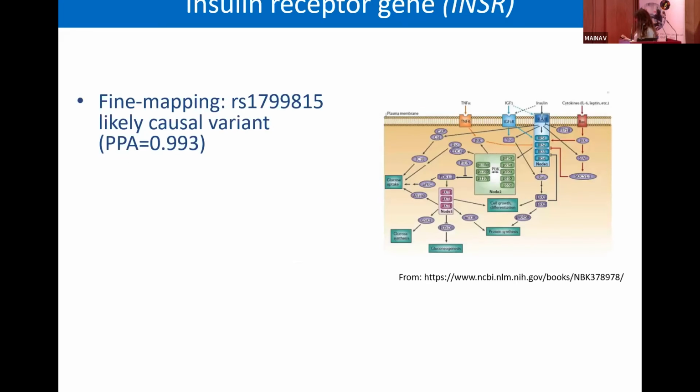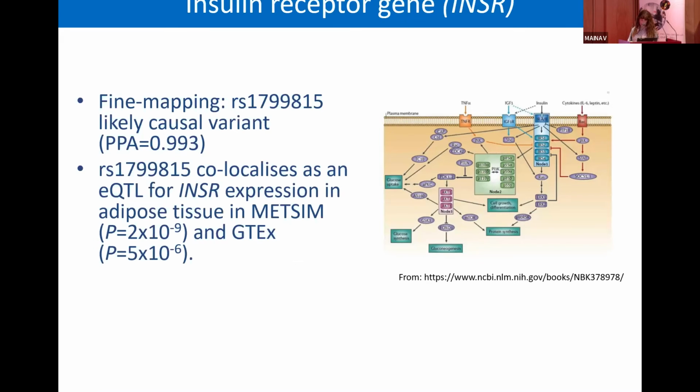So one of the loci where the credible set was comprised of a single variant is this one here. FINEMAP identified this SNP as having a high posterior probability of association of 0.993. This looks really compelling. This SNP co-localizes as an eQTL for the expression of this gene here called insulin receptor. The name is already quite telling. It codes for the receptor of insulin and starts the cascade in insulin target organs that is responsible for translocating the glucose transporter 4 to the cell membrane and taking up glucose.